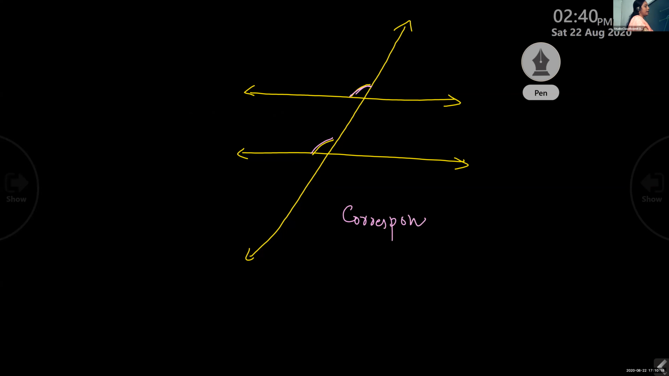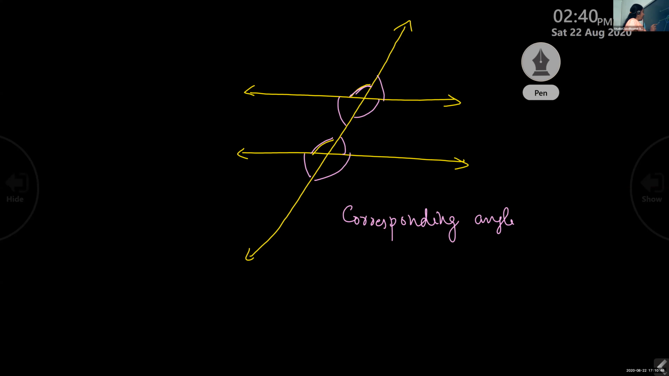But we can find many corresponding angles. How many pairs can you find? One pair, this one, same place. There are 8 angles, so how many pairs? 4 pairs. And the 4 corresponding pairs of angles are always equal.